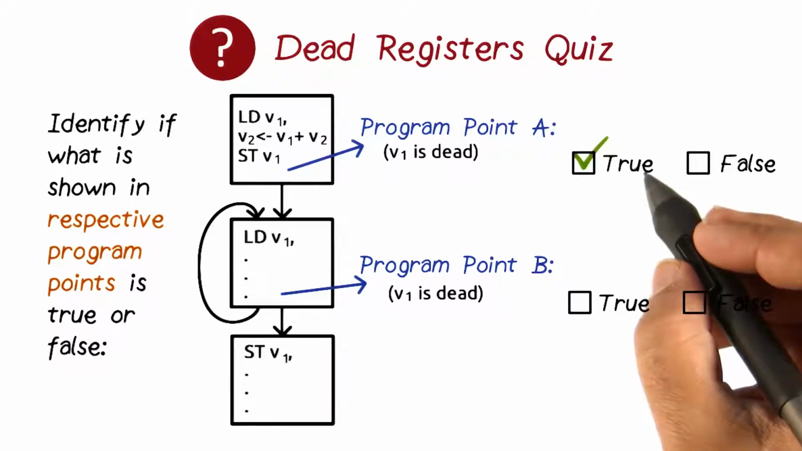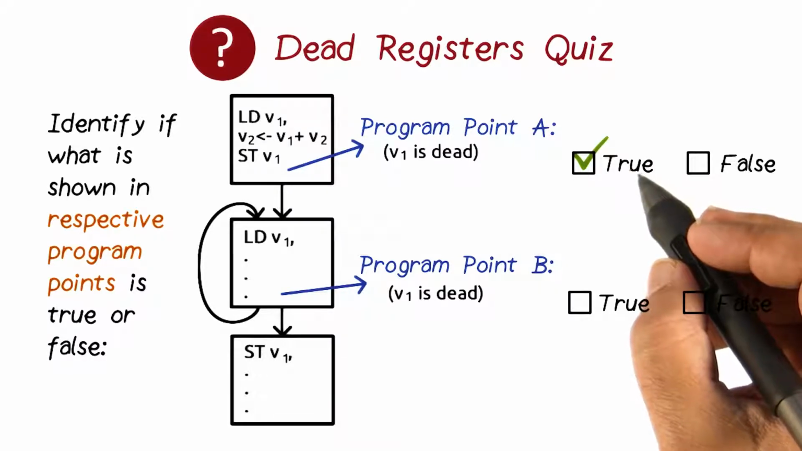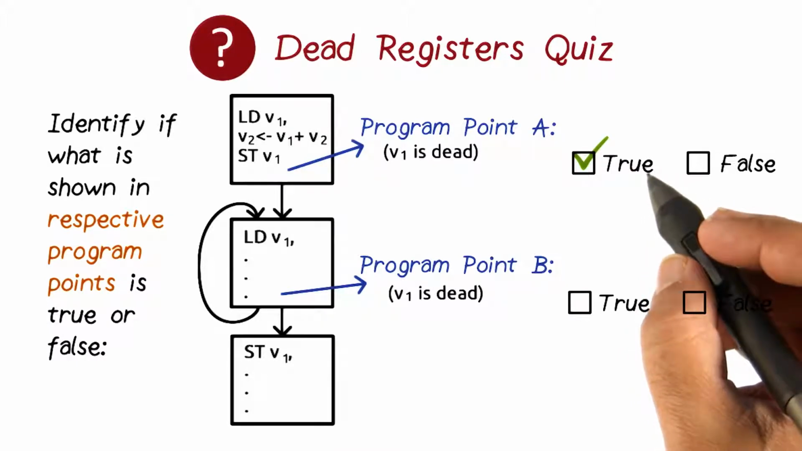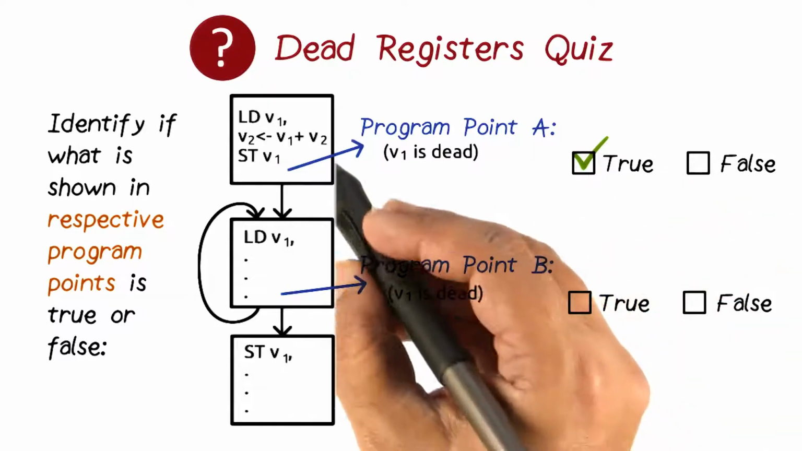And the answers are, let us consider the program point A, and the question was, the register V1 is dead here. The answer is, this statement is true. Let us understand why.